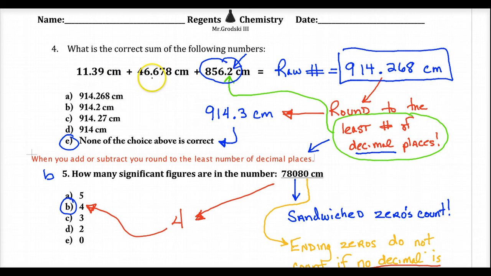When you multiply or divide, you round off the least number of sig figs because you're changing your result by compounding the error over and over. So you have to remember, addition and subtraction, it's the least number of decimal places. So because the tens place was the least number of decimal places, or the least precision, we round our result to the tens place. All right, so 6 is greater than 5. This makes this number bigger, so I should get 914.3 centimeters, and it's not listed. That's why E is the answer.